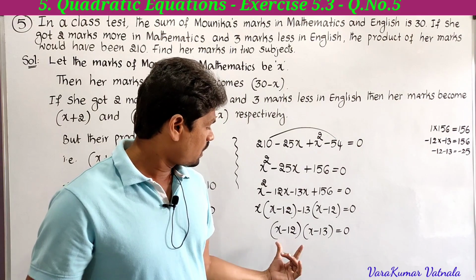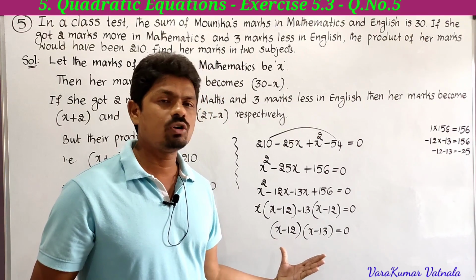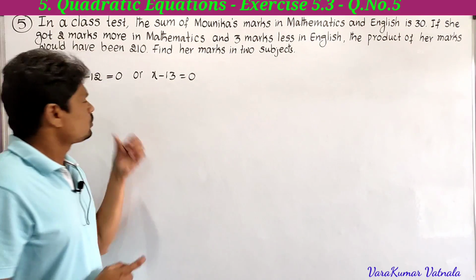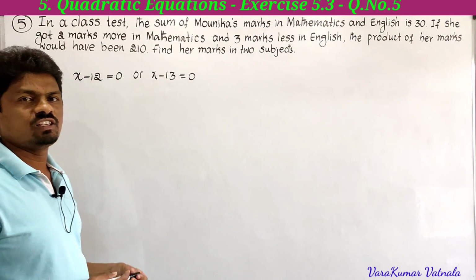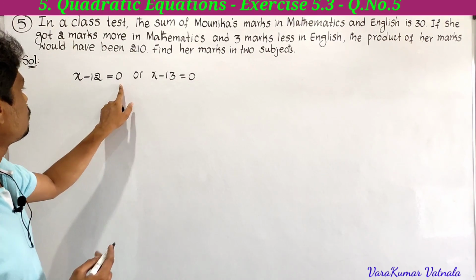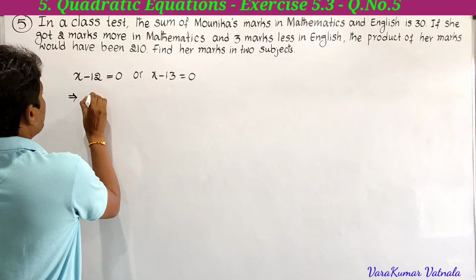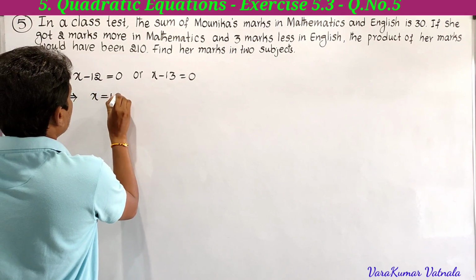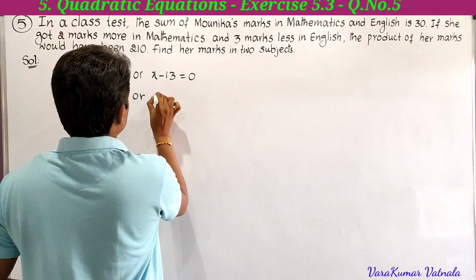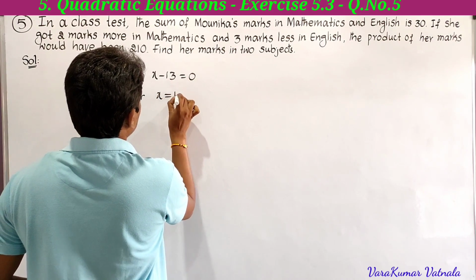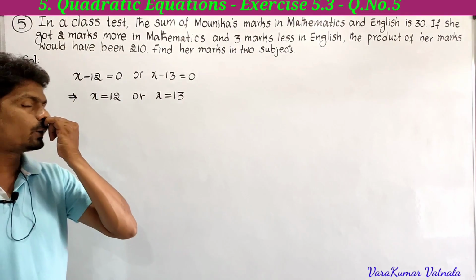Next, see here, either x minus 12 equal to 0 or x minus 13 equal to 0. Take minus 12 to the right side, it becomes plus 12. From this we get x is equal to 12. Or take minus 13 to the right side, we get x is equal to plus 13. So now we have two values for x, 12 and 13.